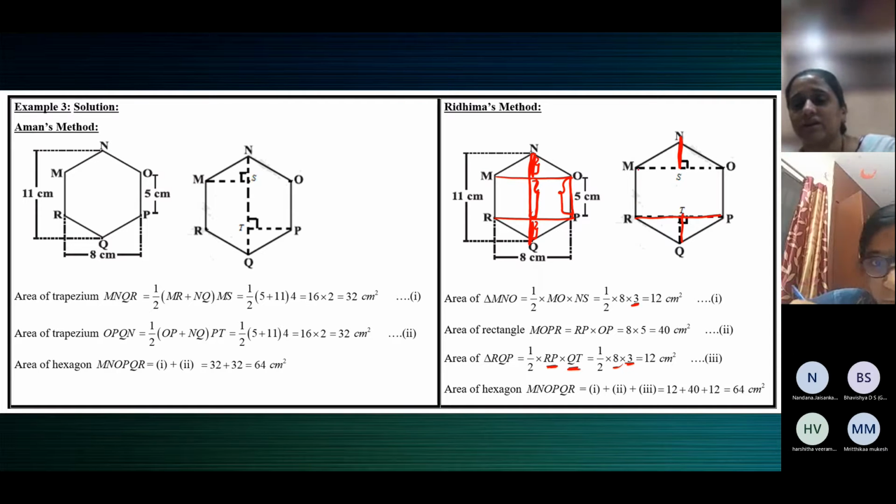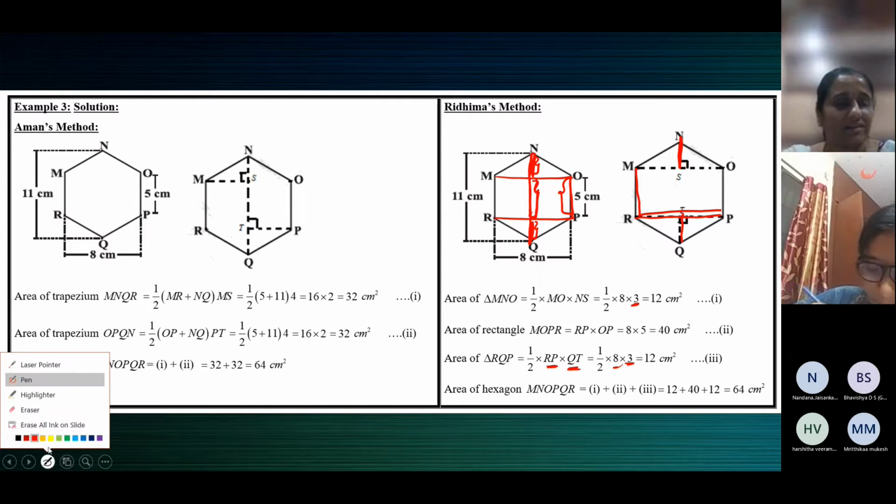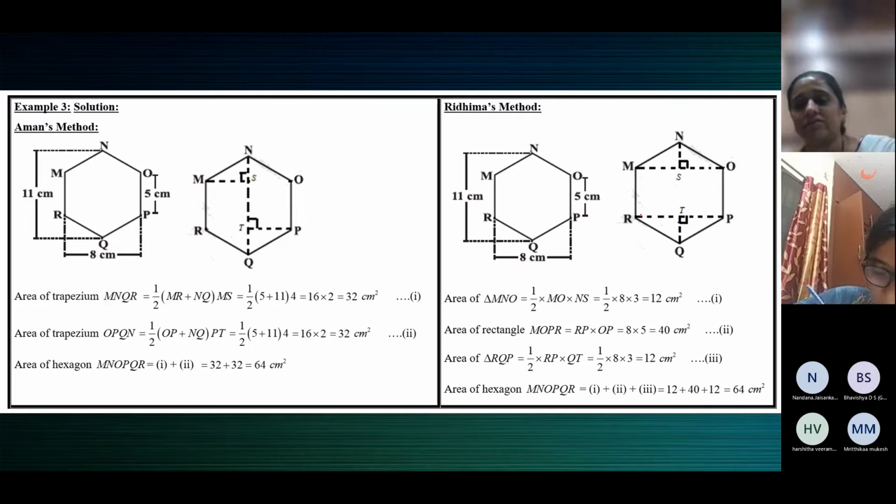And for the rectangle, L into B, the formula to find the area of a rectangle is length into breadth. This length is 8 and the breadth is 5. Length into breadth, area of a rectangle, RP into OP, 8 into 5. Add everything, you will get the same thing. 1 plus 2 plus 3 will give you 64.